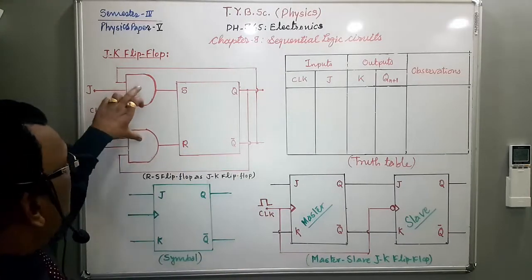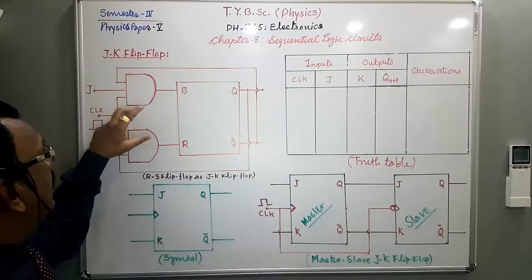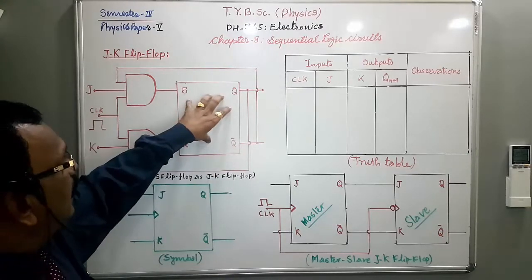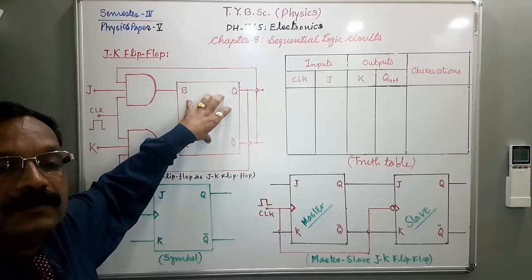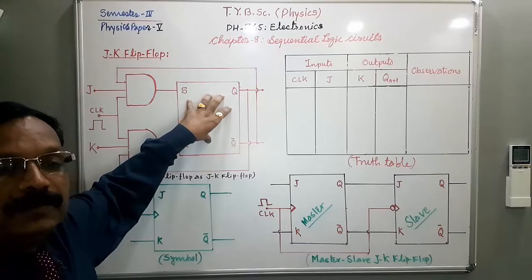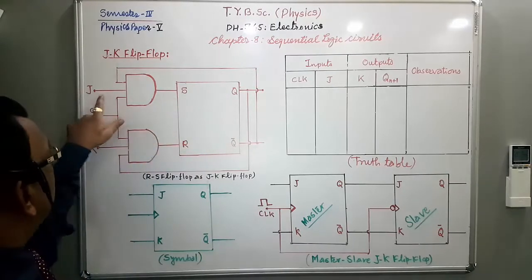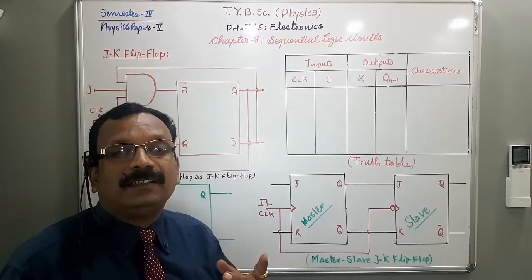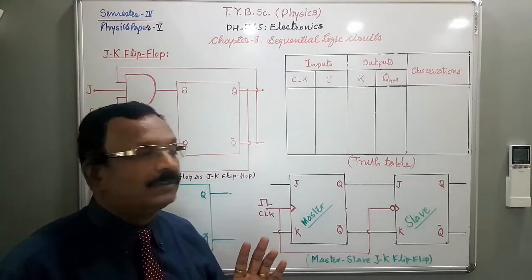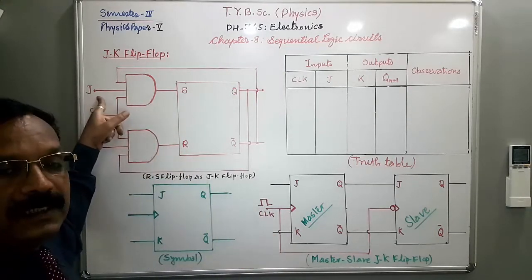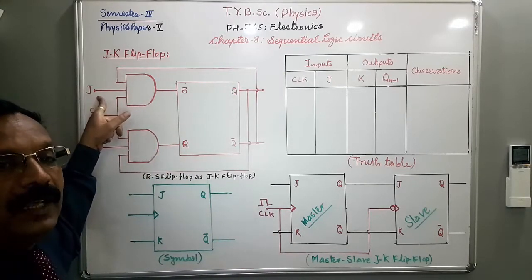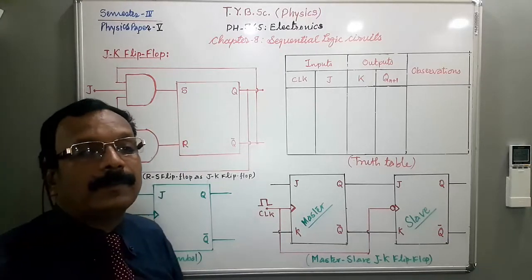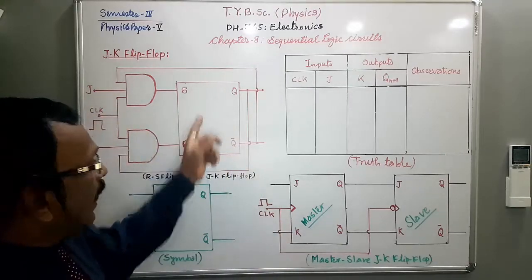This is two NAND gates, this is two AND gates, the upper AND gate and the lower AND gate, and this is the RS flip-flop. Here the J and K inputs behave like the R and S inputs of this RS flip-flop.